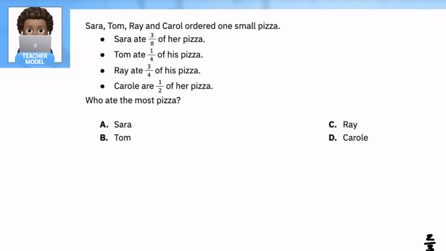Sarah, Tom, Ray, and Carol ordered 1 pizza. Sarah ate 3 eighths. Tom ate 1/4 of his pizza. Ray ate 3/4 of his pizza. Carol ate half her pizza. Who ate the most pizza?